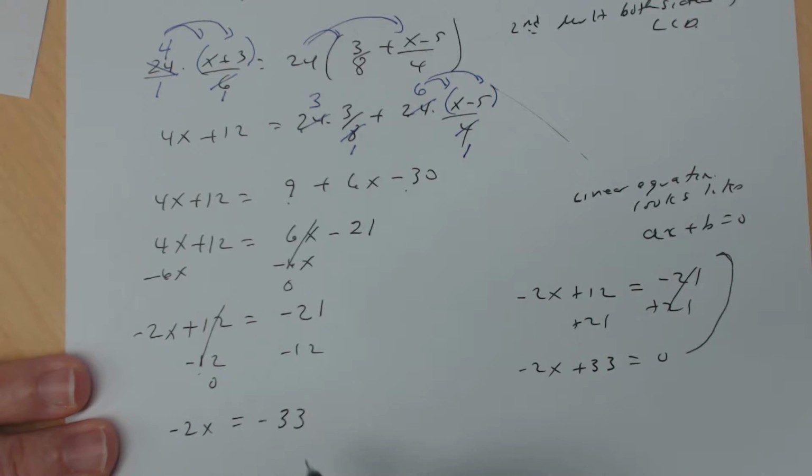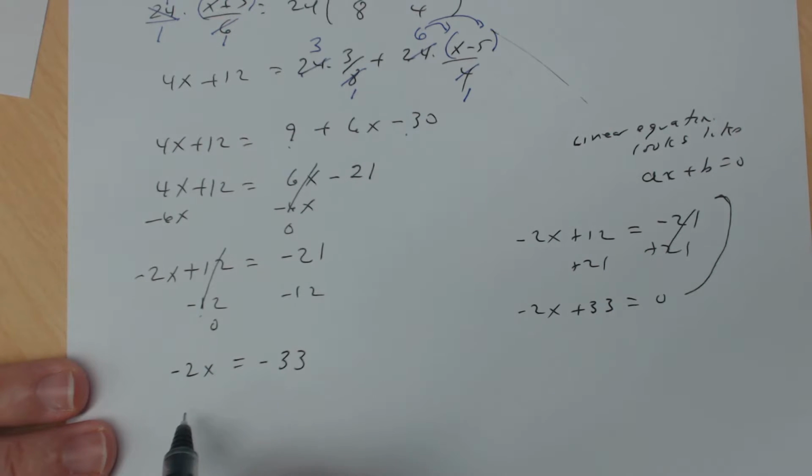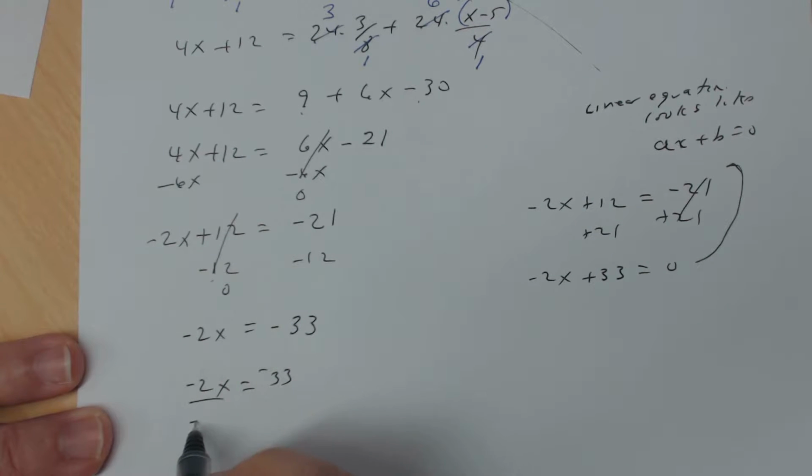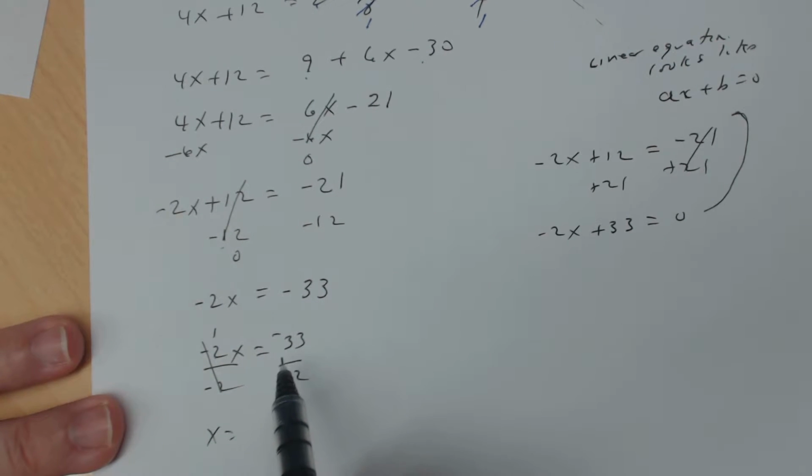And then finally, to get x by itself, right now it's multiplied by negative 2, the opposite is divide by negative 2. And so negative 2 divided by negative 2 is a positive 1. 1 times x is x. And remember, don't leave your answer like this. You've got to remember that a negative divided by a negative is a positive.